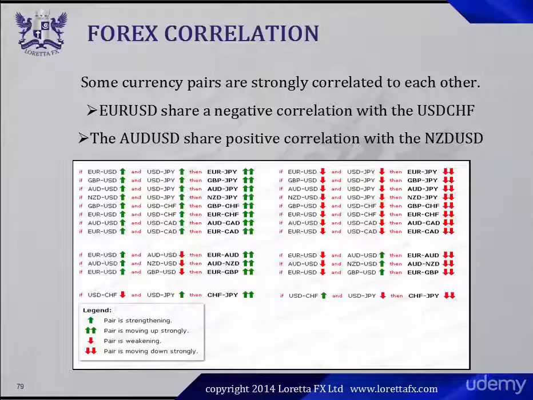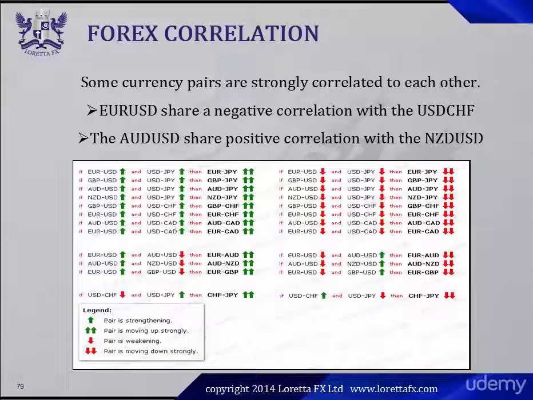Now, some currency pairs are strongly correlated to each other. We have the Euro USD, which shares a negative correlation with the USD Swiss, which means if the Euro USD is rising, you will have the USD Swiss falling. And the Australian USD shares a positive correlation with the New Zealand USD, which means whenever the Australian USD is rising, so is the New Zealand USD.